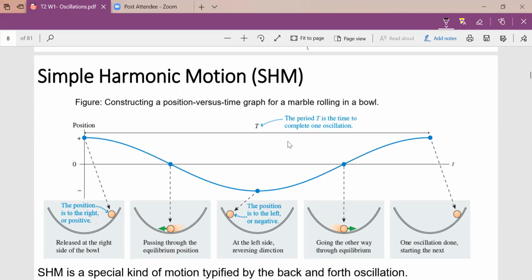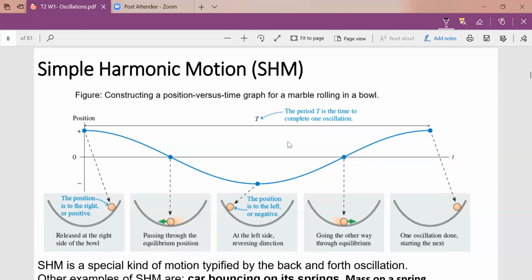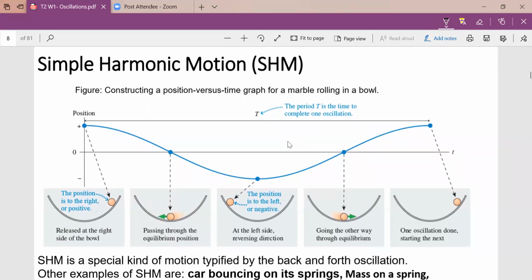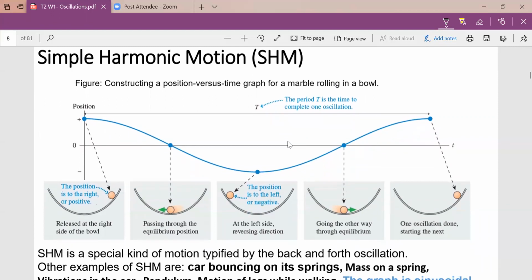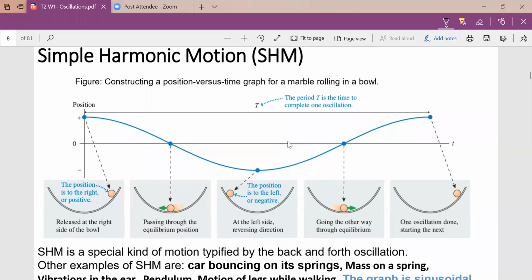And worthy of note is the fact that the graph of an object in simple harmonic motion is sinusoidal. Now, when we say the graph is sinusoidal, it simply means that we can use the sine and the cosine functions to describe that graph. So if you look at the image before us right now, we bring to mind again the image of the marble ball in that bowl that we saw earlier when we were describing oscillatory motion.